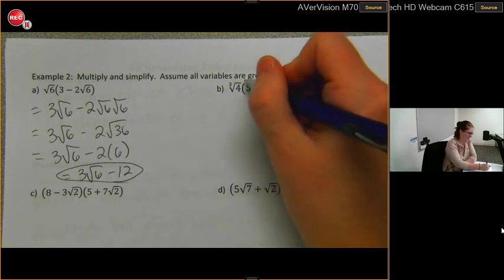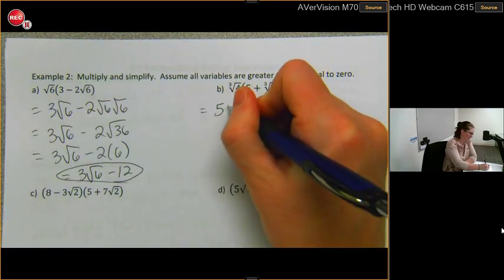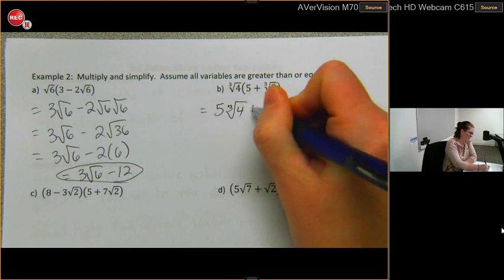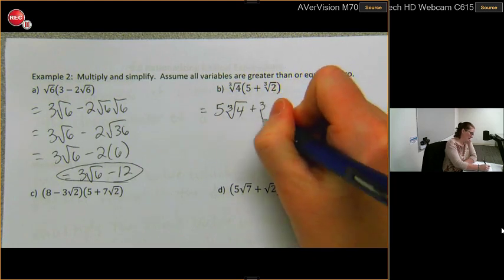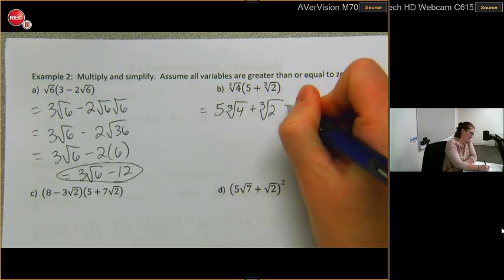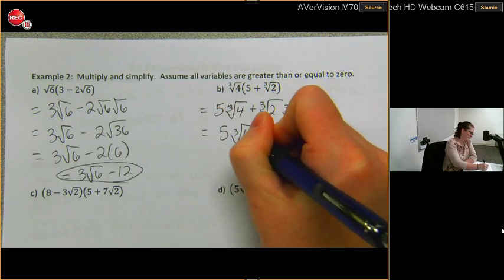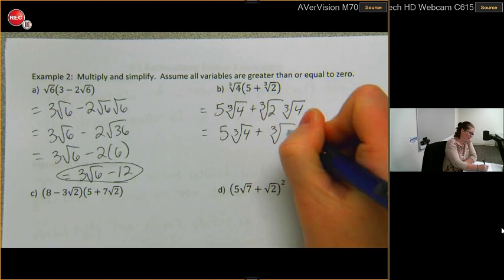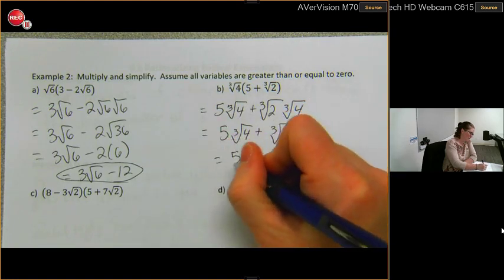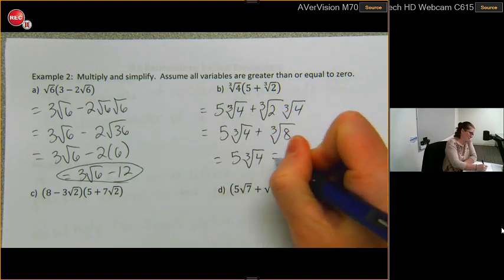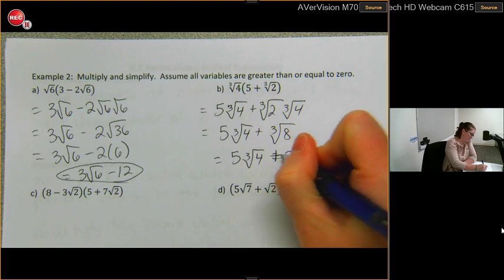Part B, distribute. So 5 cube root of 4 plus cube root of 2 times the cube root of 4, which is the cube root of 8, which equals 2, which is plus 2.